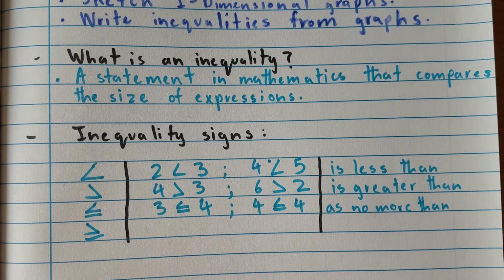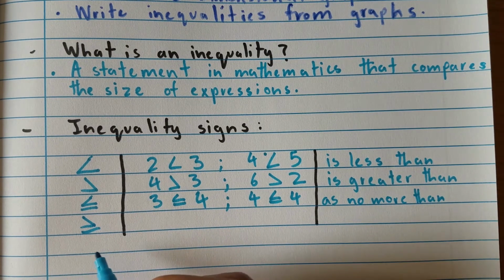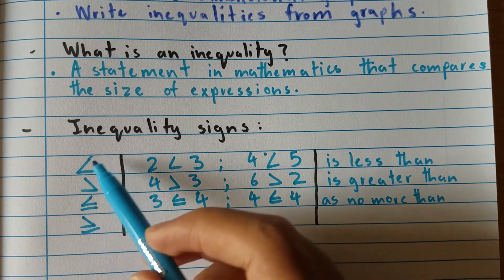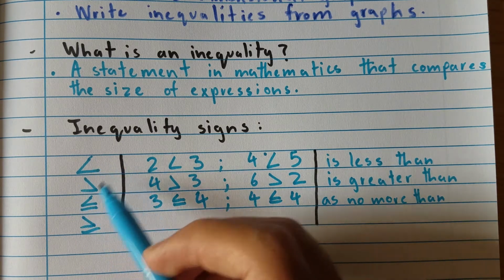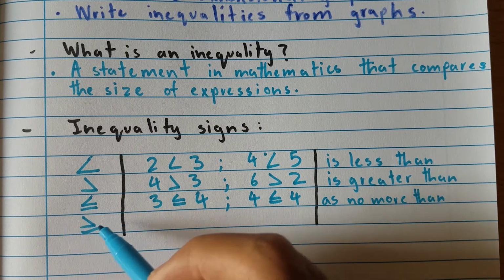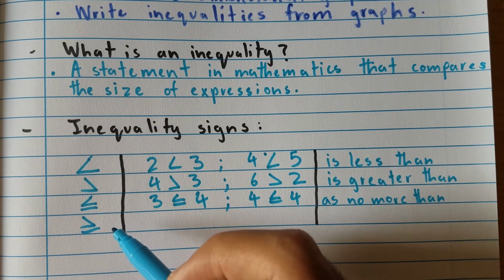And here's another inequality sign. This one is greater than or equal to something. So this one is again a combination of the greater sign and the equal sign. So some number or some expression can be greater than or equal to some other expression or number.